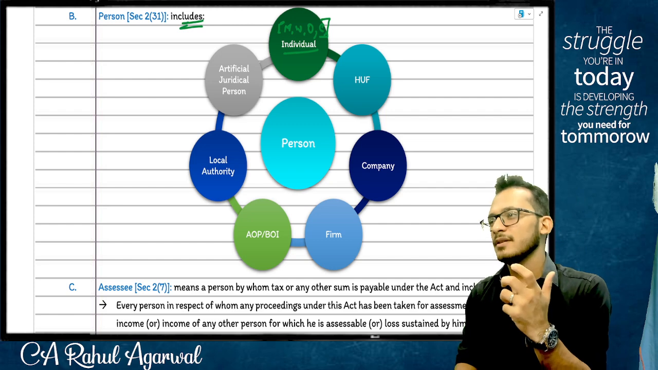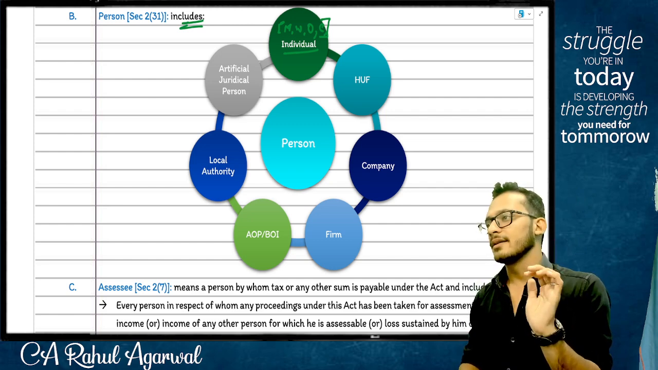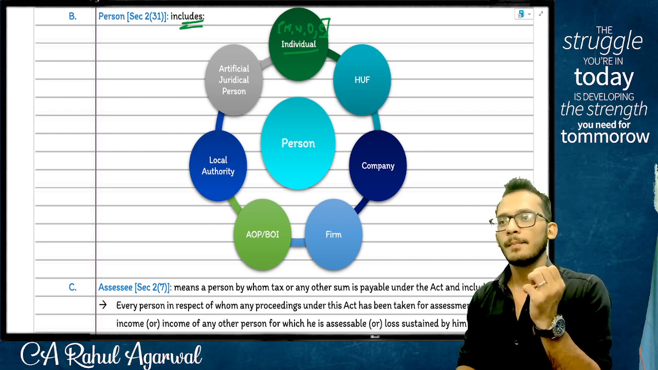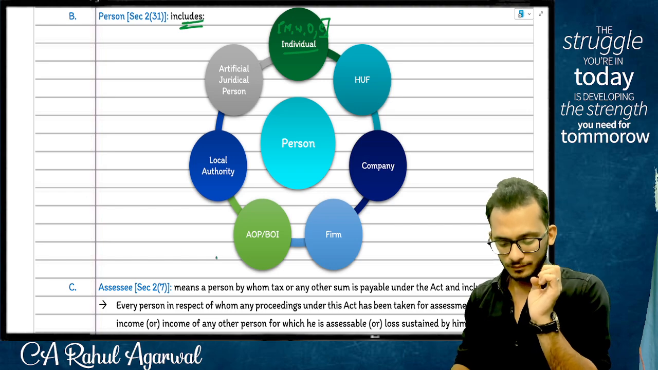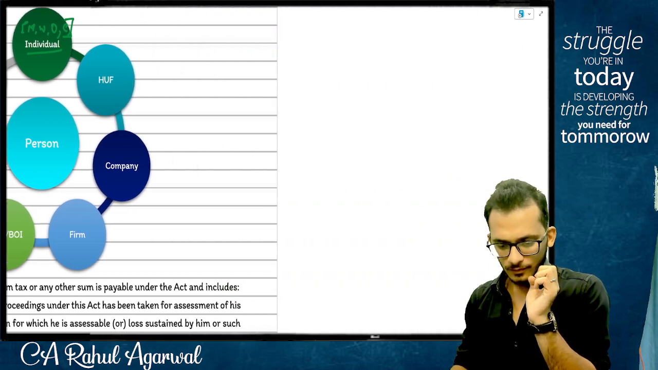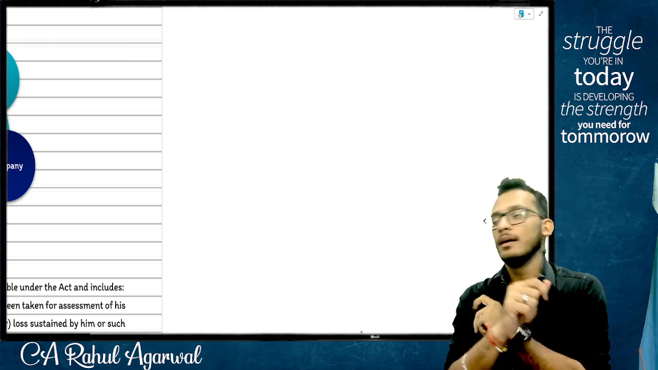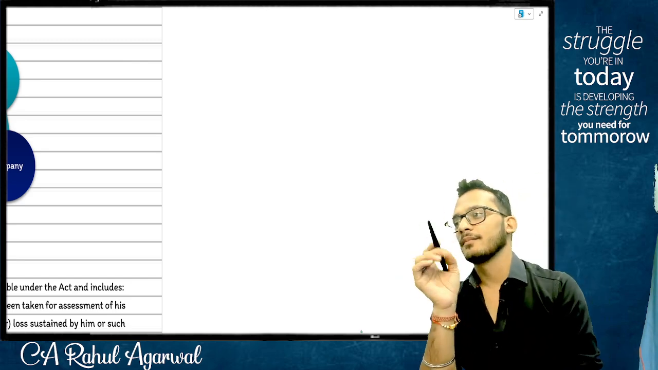Simple, straightforward question. How do you create a HUF? What is the minimum requirement to have an HUF?